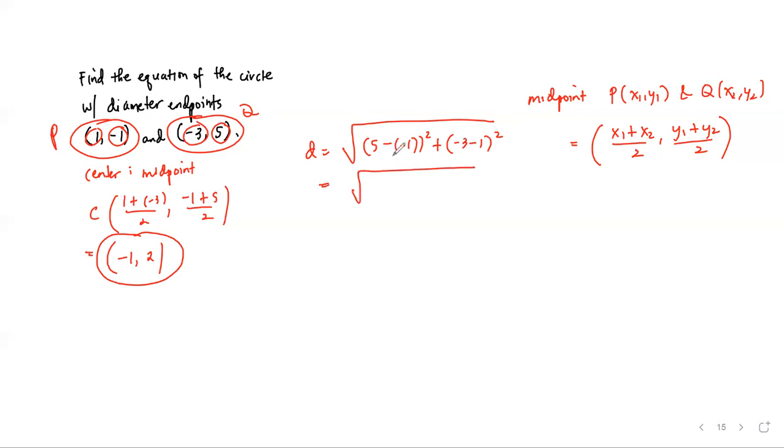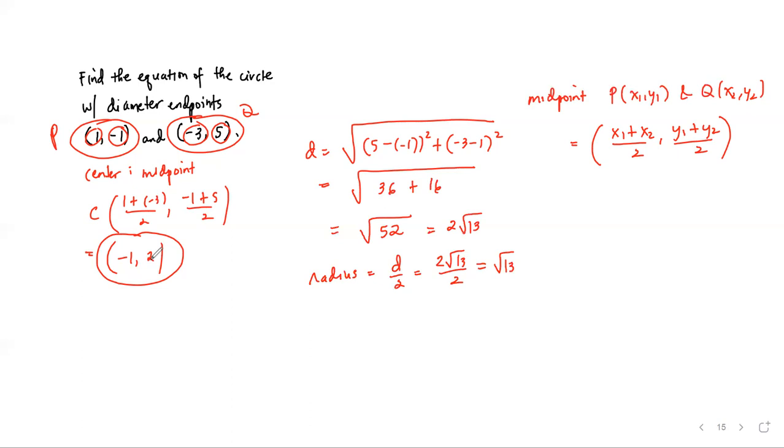So that's going to be 5 minus negative 1, which is 6. Quantity square is 36. And then this one will be negative 4 quantity square, which is 16. So this gives us the square root of 52. Now, square root of 52 can be written as 2 square root of 13. But since the radius is half of this distance, so that's going to be 2 square root of 13 over 2, which is square root of 13.